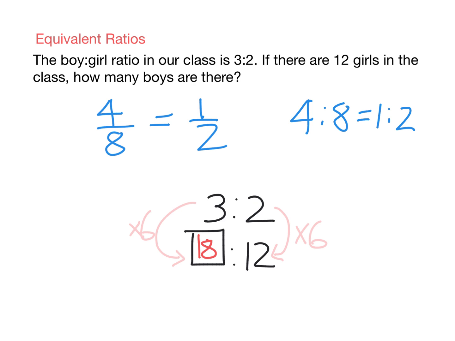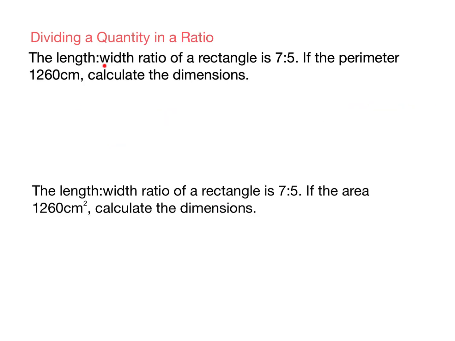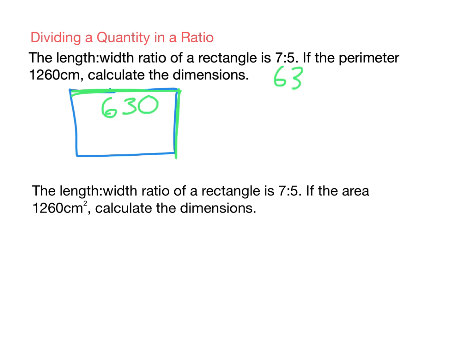All right, let's now look at dividing a quantity in a given ratio. So let's say the length to width ratio of a rectangle is 7 to 5. The perimeter is 1260. We're going to calculate the dimensions. Now, important to note here, if you have a rectangle whose perimeter is 1260, so it's 1260 all the way around, then the length plus the width adds to half of that, which is 630. This question is asking us to divide 630 in the ratio 7 to 5.